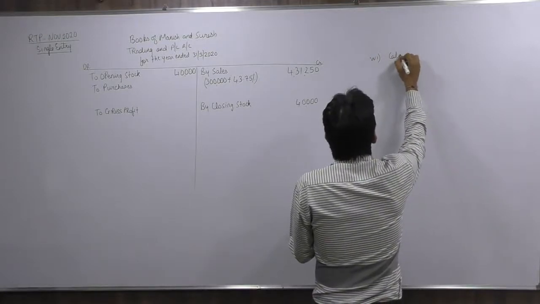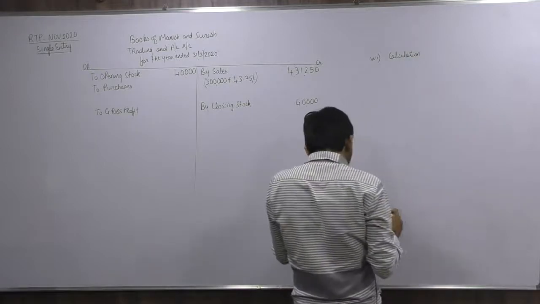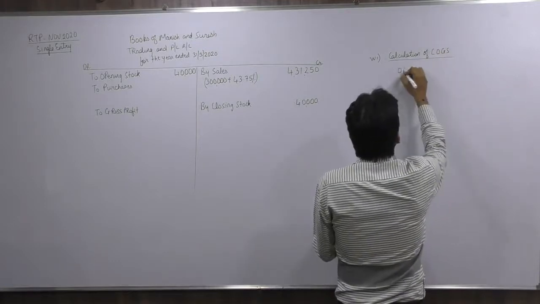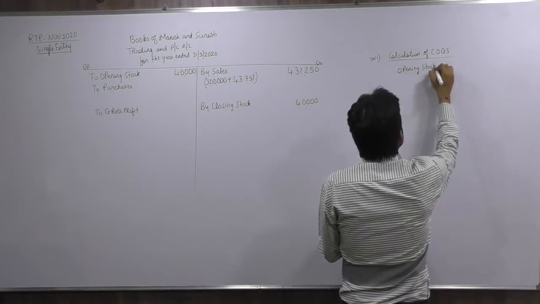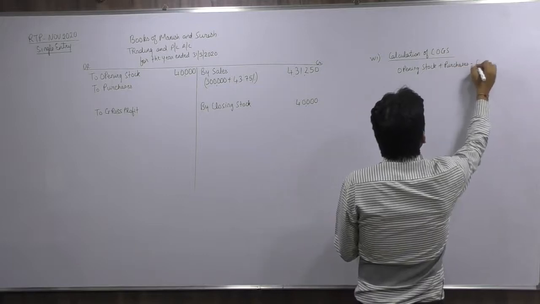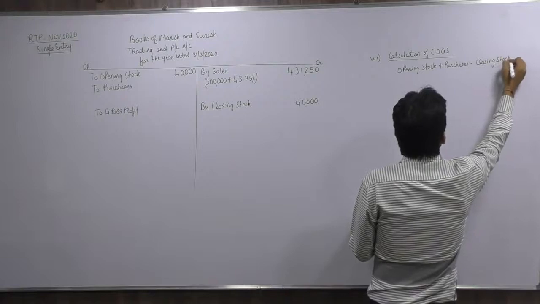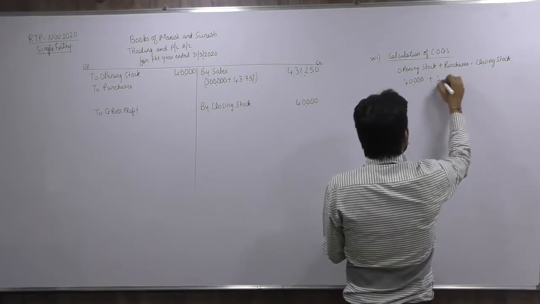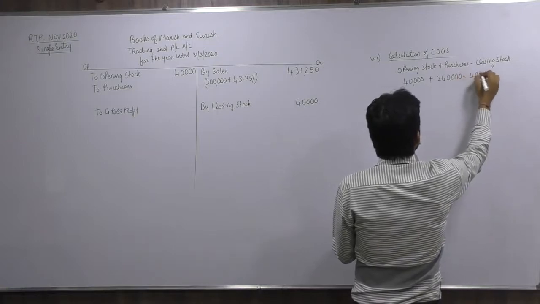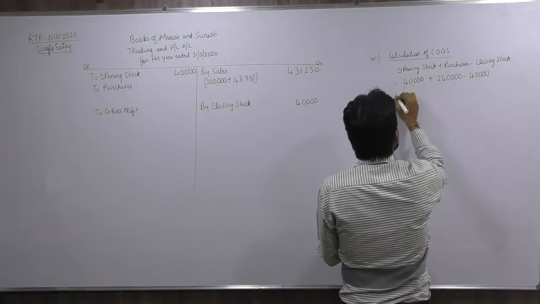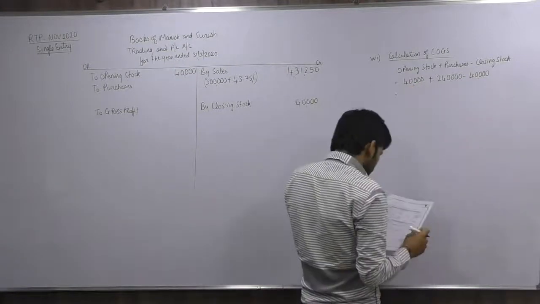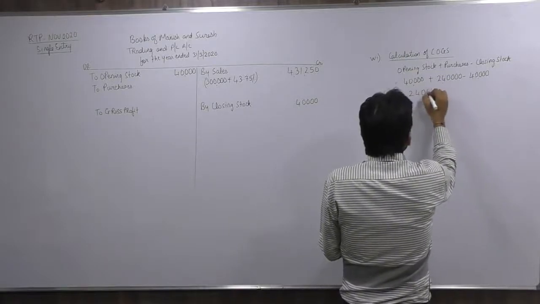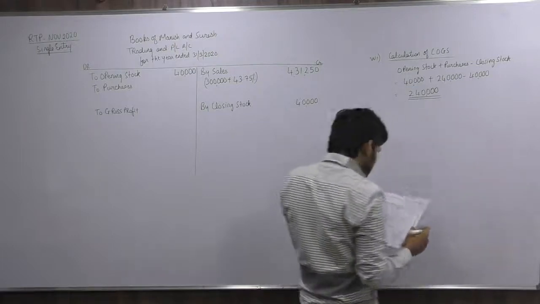Working number 1, calculation of COGS. This is opening stock plus purchases minus closing stock. Look, opening stock is 40,000 and closing stock is also 40,000, because they have said to maintain the same stock level last year also. Purchases were 2,40,000 minus closing stock 40,000. They have said to keep this year's opening and closing the same. So this comes to 2,40,000.